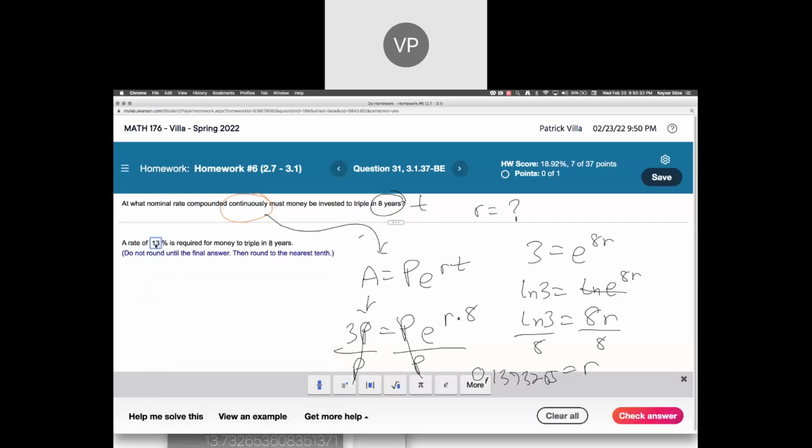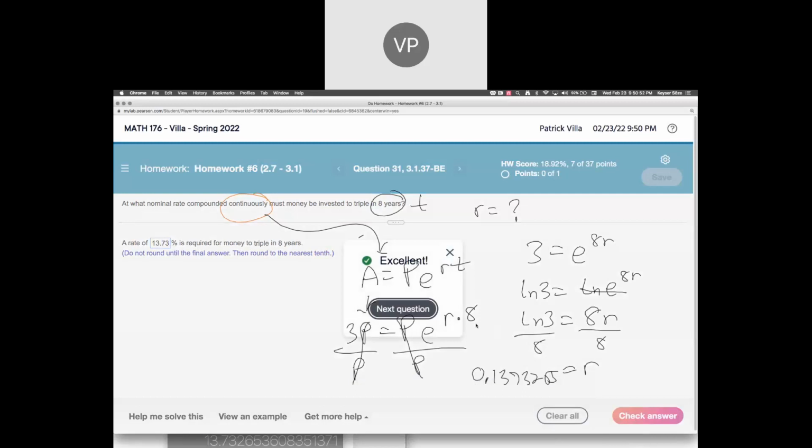13.73. And again, notice I almost got tricked here. Do not round until your final answer. So notice we haven't rounded at all until now. This time they want us to go to the nearest tenth, and I know that's frustrating for a lot of you because you get the right answer. If I typed in 13.73, I'm going to guess I'm going to get it wrong.